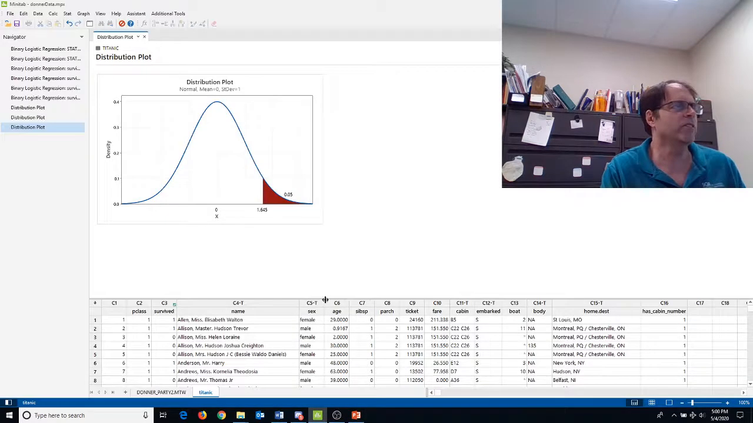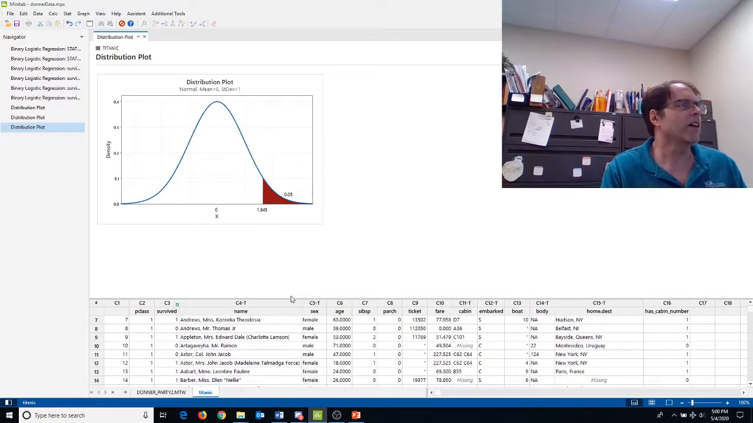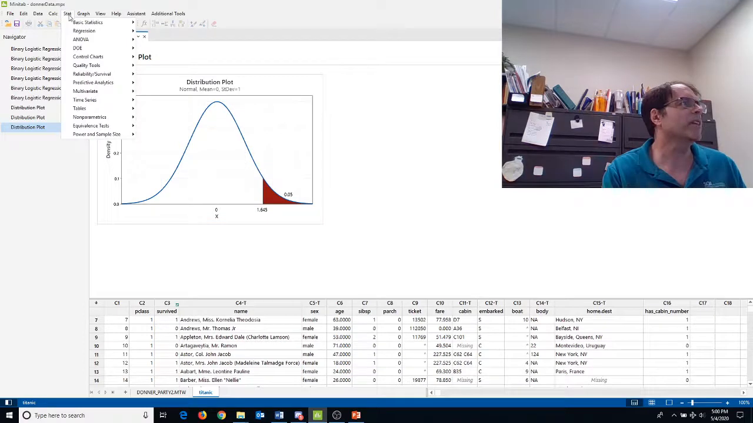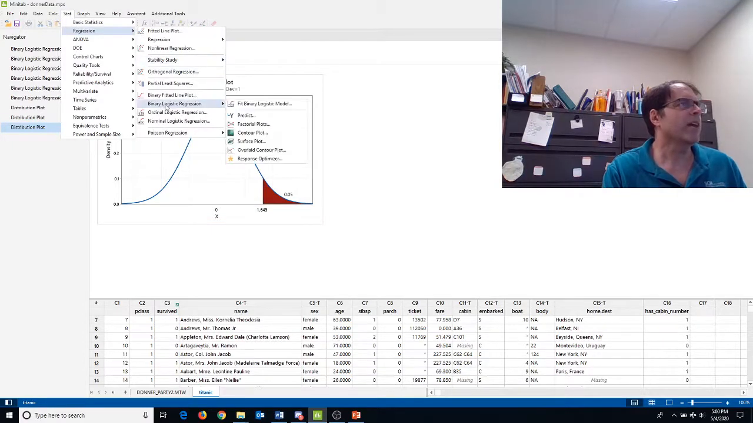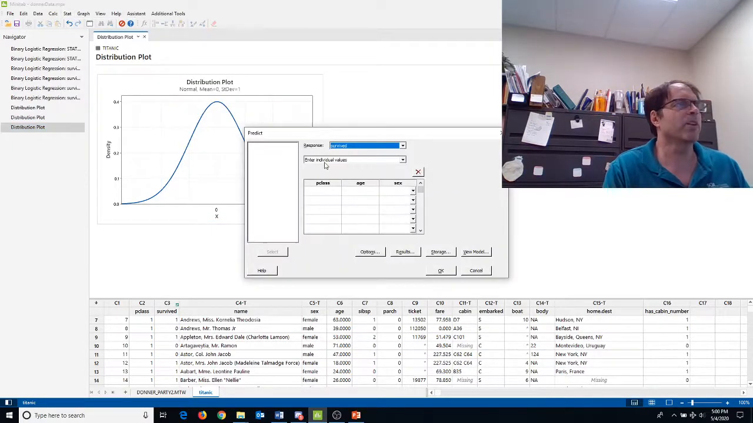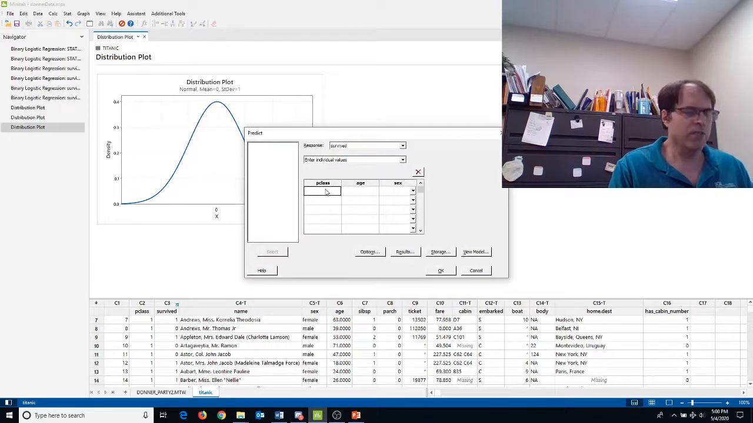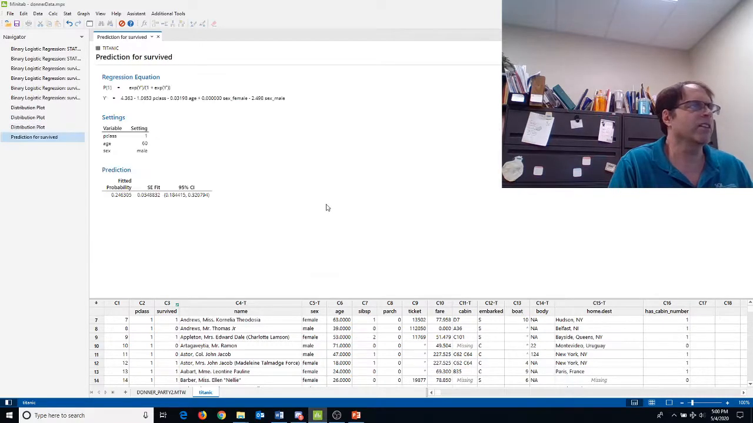Let's go ahead and do some other things. Let's go ahead and see if we can't predict what we had. So let's go ahead and predict some of our values. Let's say we're in passenger class 1. Let's say your age was 60 and you were male. All right, we could go ahead and calculate that. And the probability would be that I have a 25% chance of survival. Hey, that sounds pretty good.